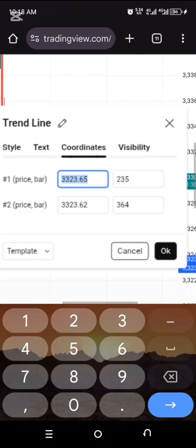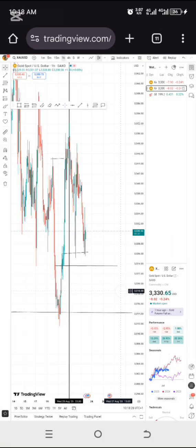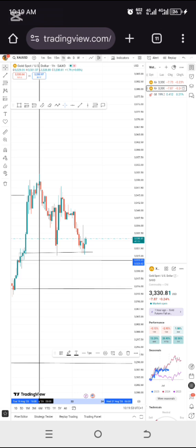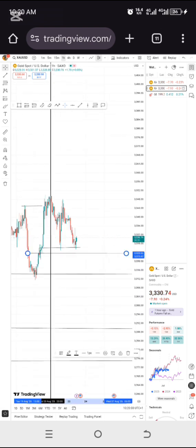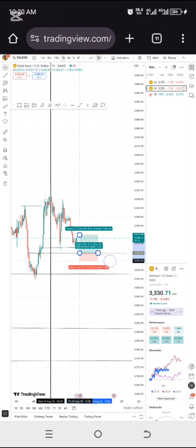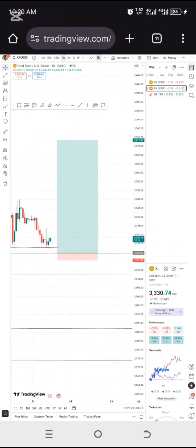Let me copy this. I need to copy this in order to place it. So this is the nearest OCL. So it also corresponds. So this is where our entry will be. Here too. You get, and how many SL? Just drag it to the low of, you see that particular rejection there. Simple. Pull this one maybe to the next place where price may likely hit, and then you are done.